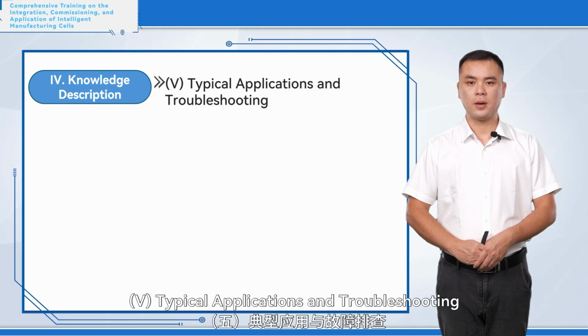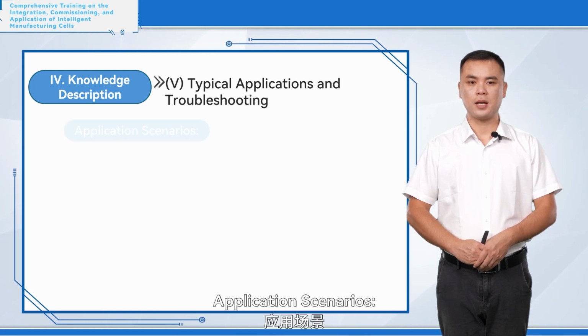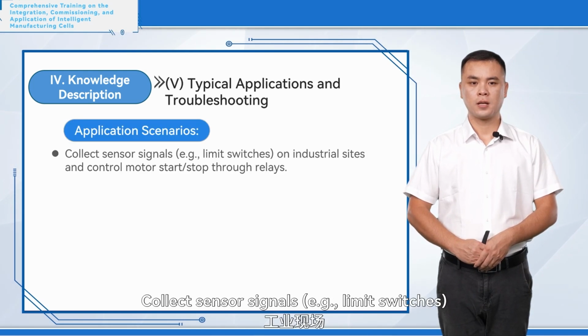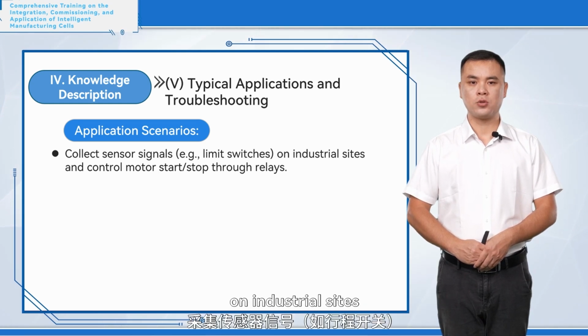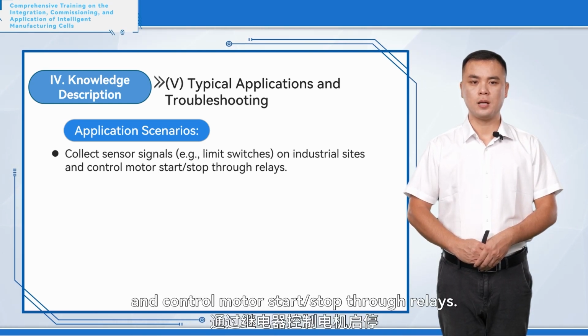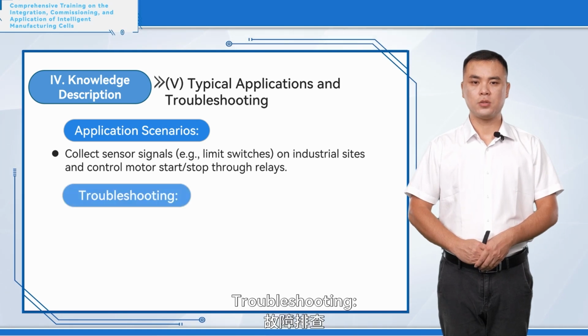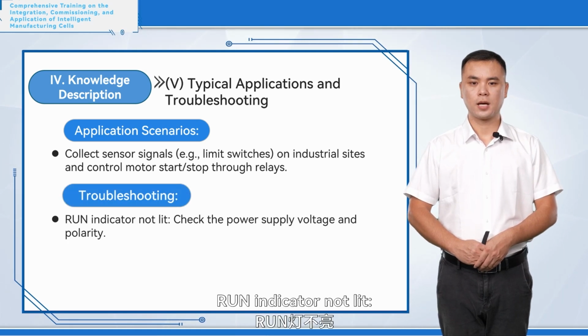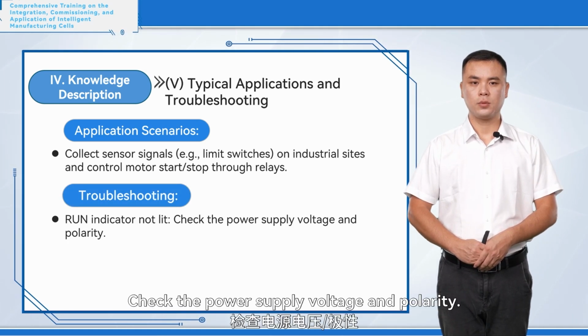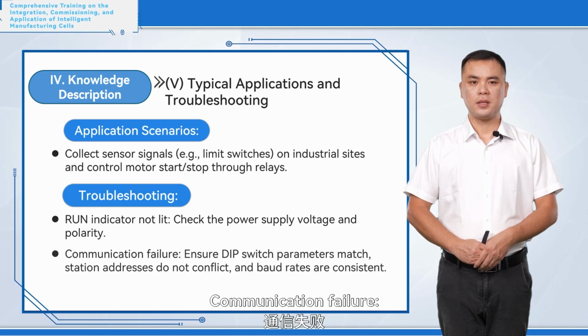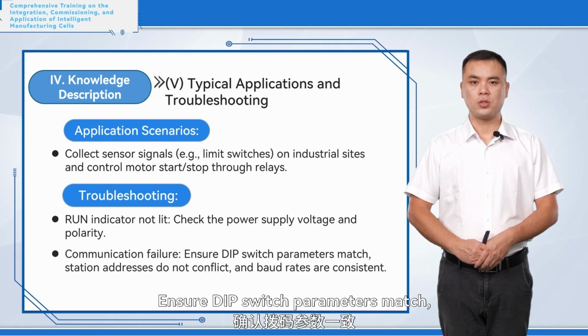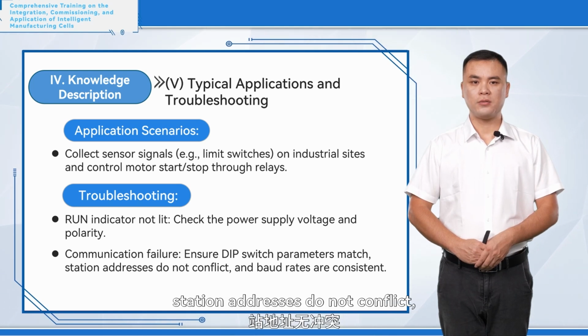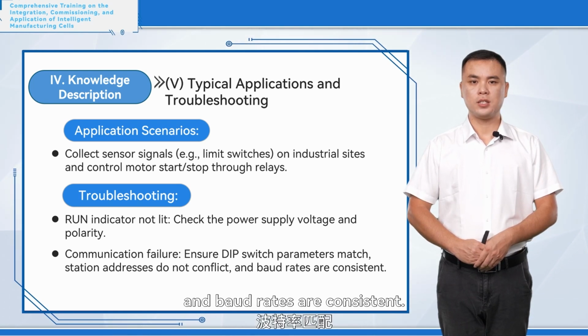5. Typical applications and troubleshooting. Application scenarios. Collect sensor signals, e.g. limit switches, on industrial sites and control motor start and stop through relays. Troubleshooting. Run indicator not lit. Check the power supply voltage and polarity. Communication failure. Ensure DIP switch parameters match, station addresses do not conflict, and baud rates are consistent.